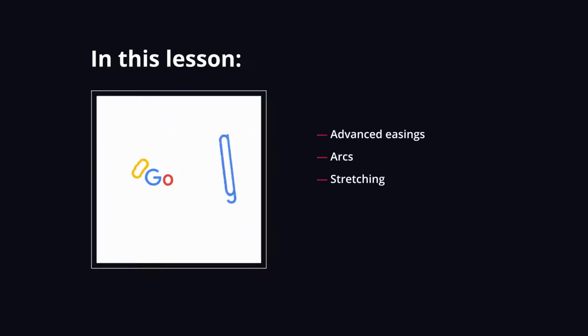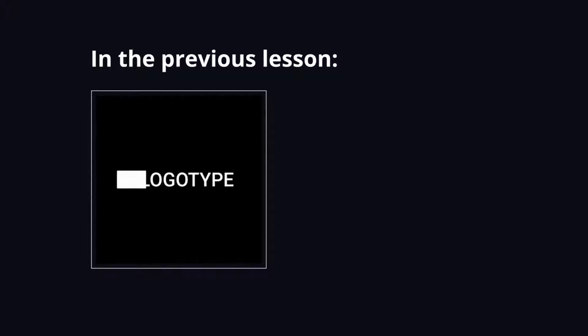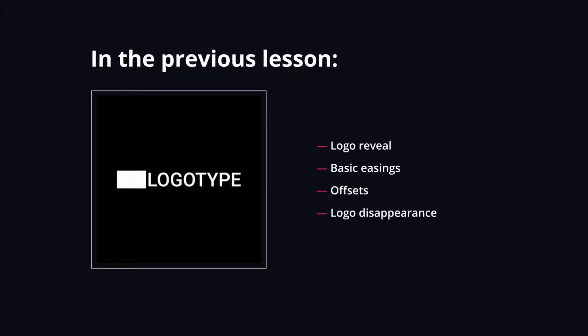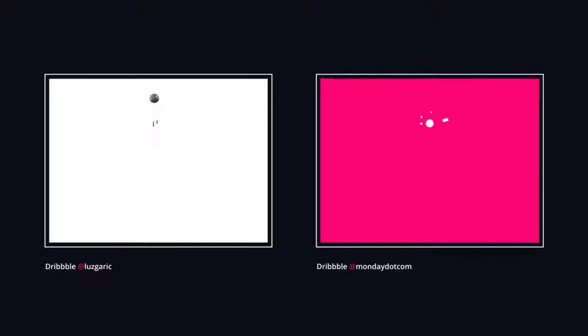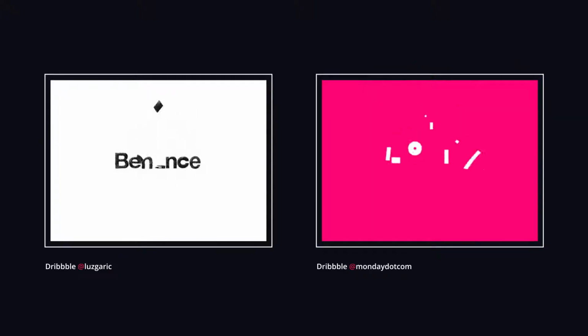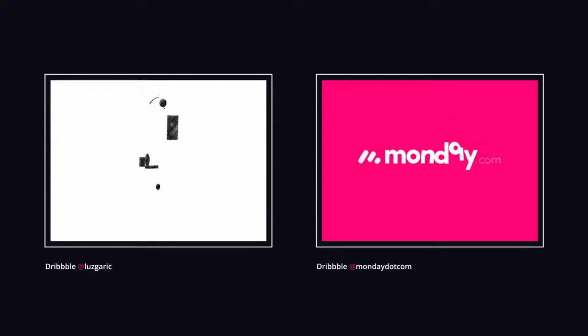In this lesson, we'll learn how to animate the Google logo and analyze techniques and methods to improve animation. In the previous lesson, we learned the basics of easings. Let's complicate the task now. Jumping and following objects. This technique is often used to reveal a logo.